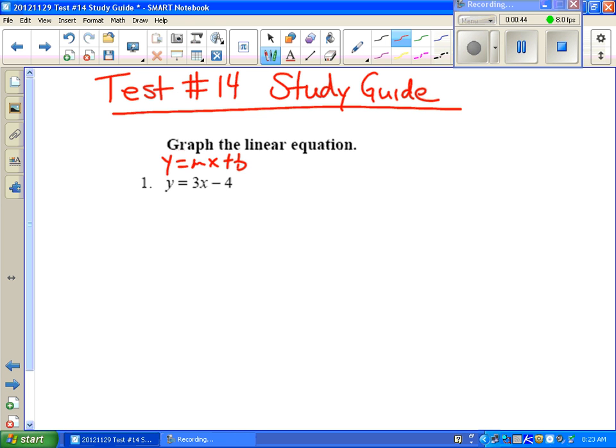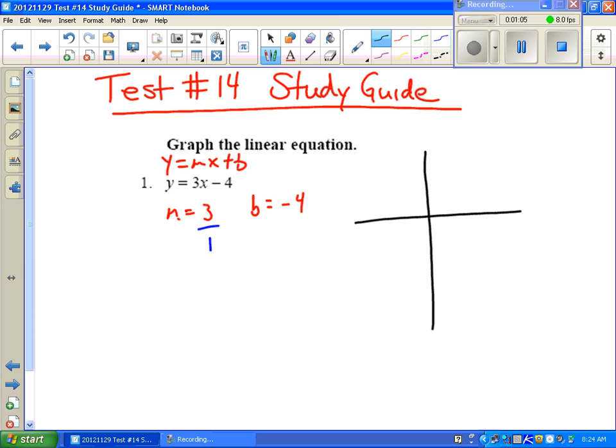Since it's already in that form, again, your m value is 3 and your b value is -4. Every number is considered to be over 1, so 3 is over 1. That's going to tell us how we're going to move. Your b value is your y-intercept. It tells you where to begin.